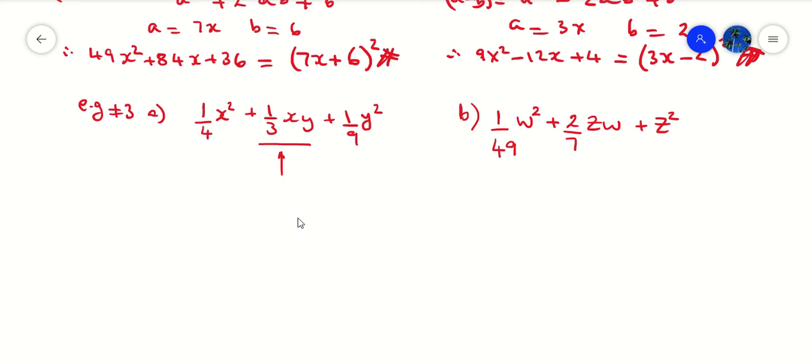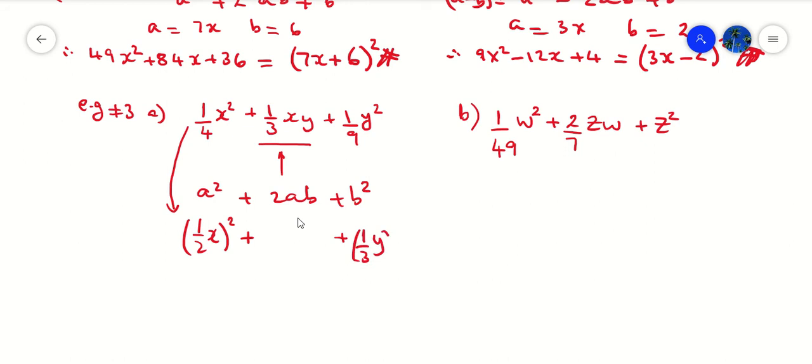We will do a separate video where we factorize quadratics with two variables without using perfect square. Right. This one we said we will rewrite into the form of a square plus 2ab plus b square. If I rewrite this, I will get half x whole square plus, I just leave the middle part for now, I do the last term, which is positive 1 over 9 y square, the same as 1 over 3 y whole square.